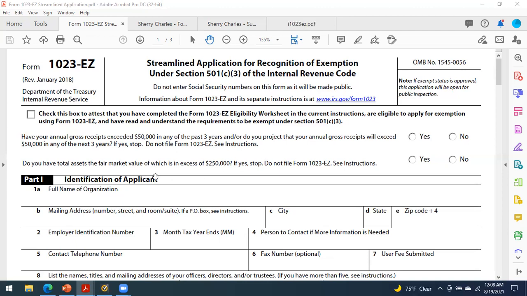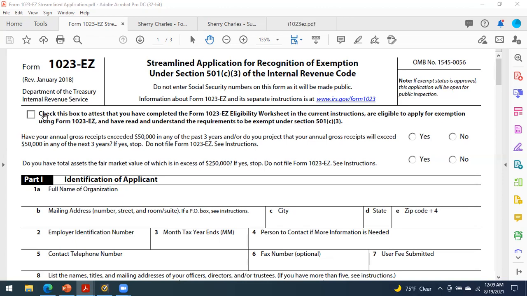The next question is, do you have total assets, the fair market value of which is in excess of $250,000? Do you have assets, trucks, cars, buses, vans, homes, equipment, anything that you can touch that's tangible, an asset that exceeds $250,000? If you do, stop right here. You cannot use the Form 1023-EZ.